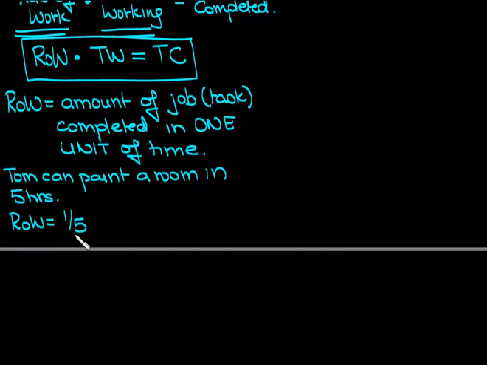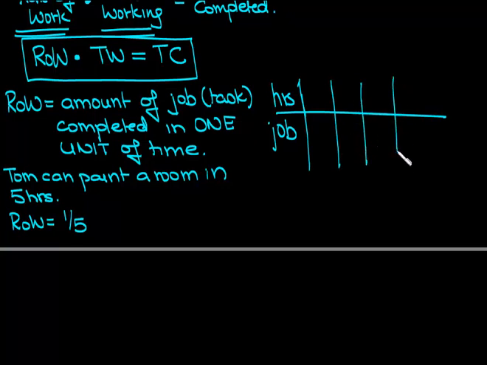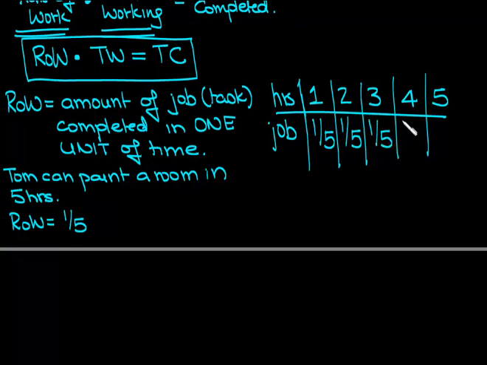the room. Just to show you, here's a breakdown of his job. This is hours, this is the job. This is the first hour, second hour, third hour, fourth hour, and the fifth hour. So now he starts painting the room. After the first hour, he would have painted 1/5 of the room. After the second hour, he would paint another fifth of the room. The third hour, he'll paint another fifth. Fourth hour, another fifth, and the fifth hour, another fifth.